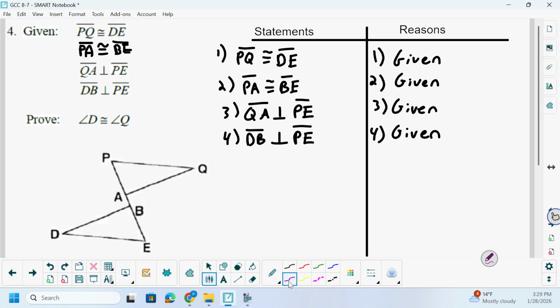So we've got PQ congruent to DE. So I'm going to put a tick mark on each of those. We've got PA congruent to BE. I'll put 2 tick marks on those. And then we got some perpendicular lines. So let's go with our perpendicular lines reason. Perpendicular lines implies right angles.